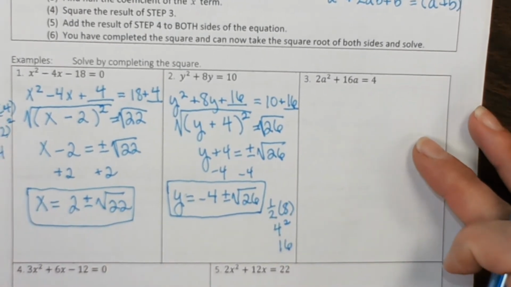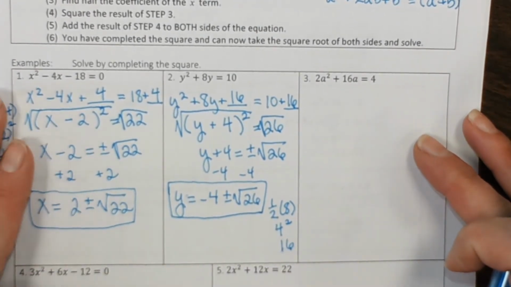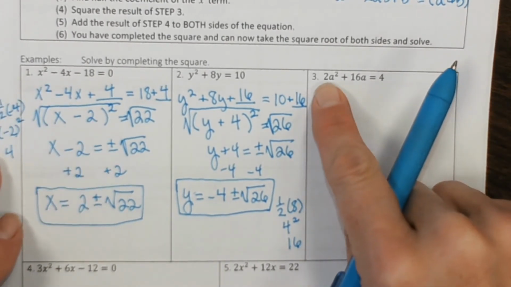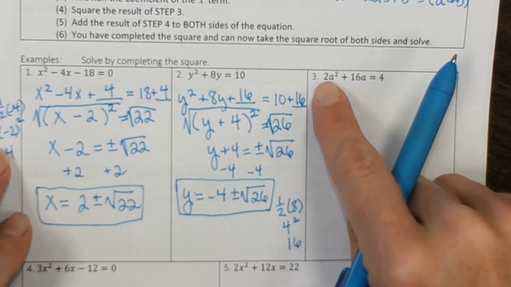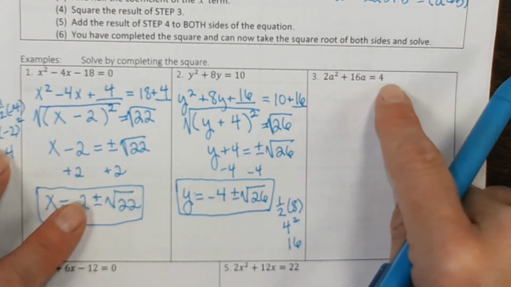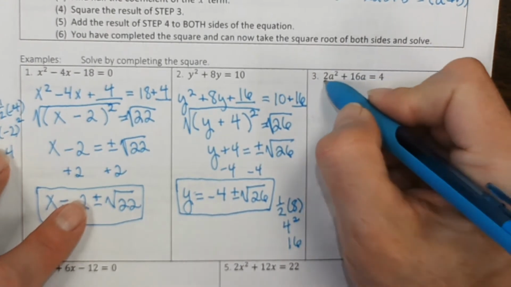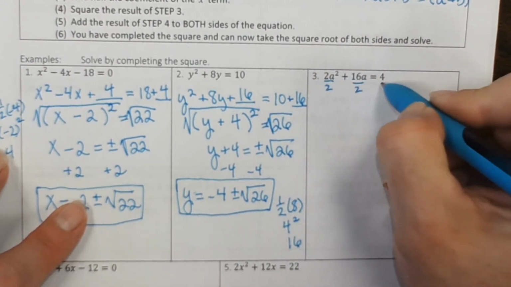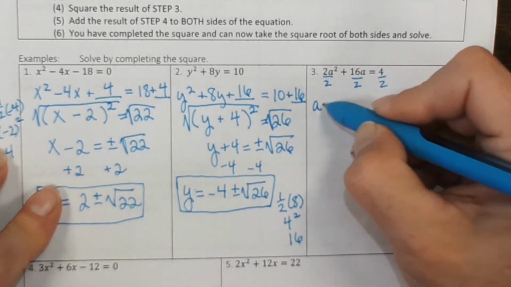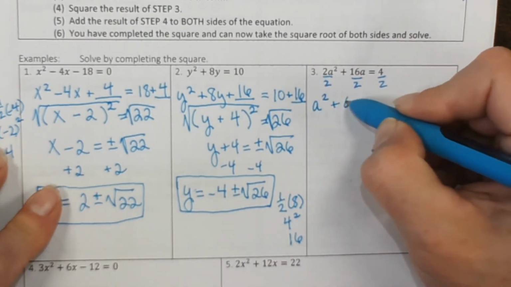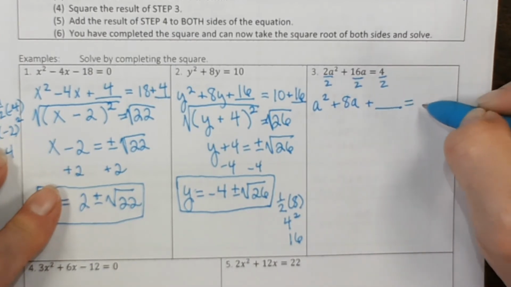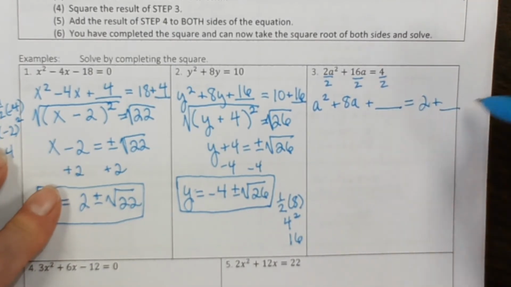Okay, now remember step 1 said that we have to get rid of a coefficient if there is one on the squared term. So here I can see that there's a 2 in front of my squared term. Fortunately, all the other ones are also divisible by 2. So if we divide one by 2, we have to divide them all by 2. So then I have a squared plus 8a, and then again, I'm going to give myself a plus blank is equal to 2 plus blank.